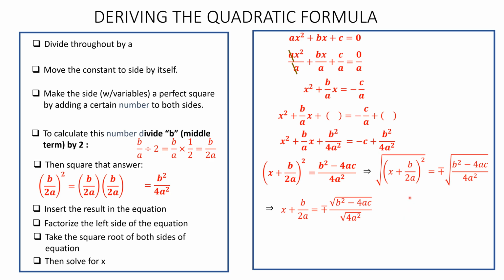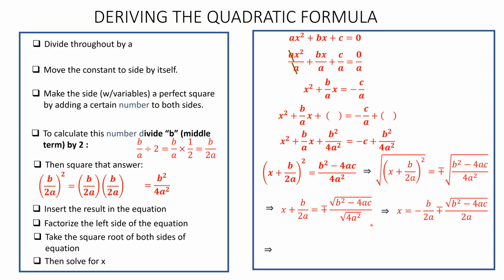Now here, according to the rules of indices, if I take the square root of a numerator, I must also take the square root of the denominator. So doing that, I will have x is equal to negative b over 2a plus or minus the square root of b squared minus 4ac. Now the square root of 4a squared: the square root of 4 is equal to 2, and the square root of a squared is simply a. So that gives rise to 2a.